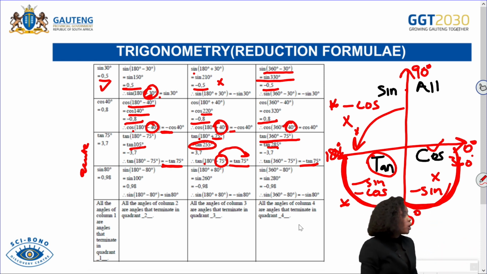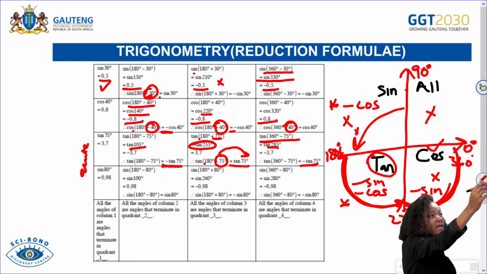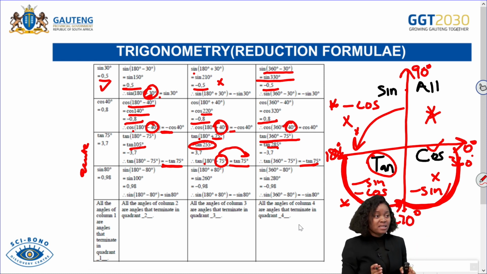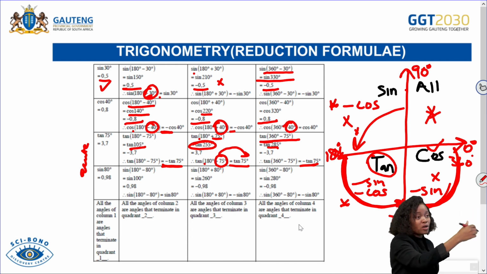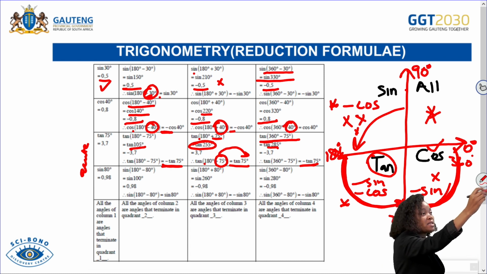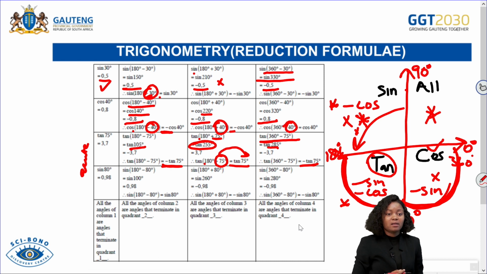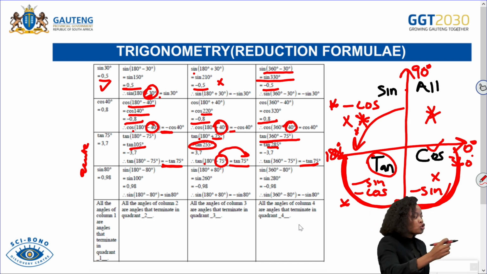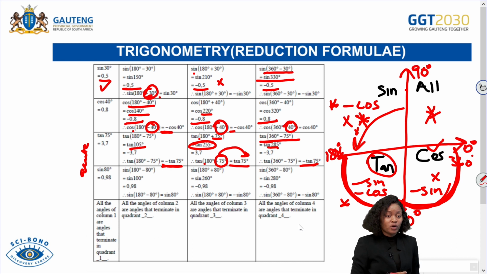So what does this tell you? All the angles of column 1 are angles that terminate in quadrant 1. So all the angles in the first column are between 0 degrees and 90 degrees. And all the angles of column 2 are angles that terminate in quadrant 2. So the angles in the second column are the angles that terminate in quadrant number 2. All the angles of column 3 are angles that terminate in quadrant 3. So all the angles in column 3 terminate in quadrant 3, okay? And all the angles of column 4 are angles that terminate in quadrant 4.